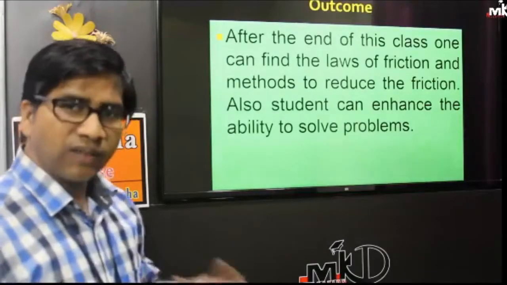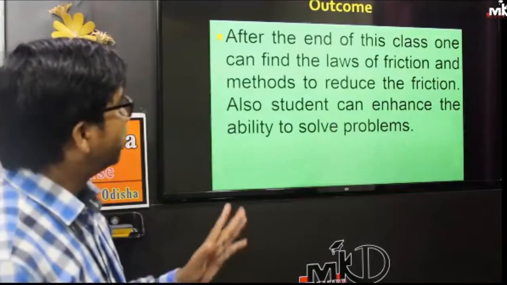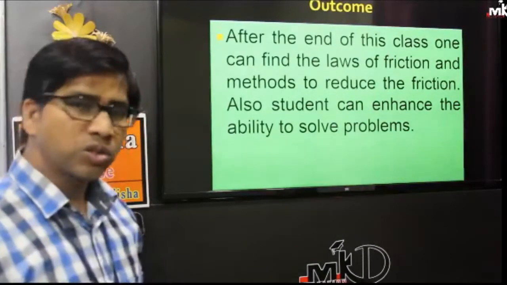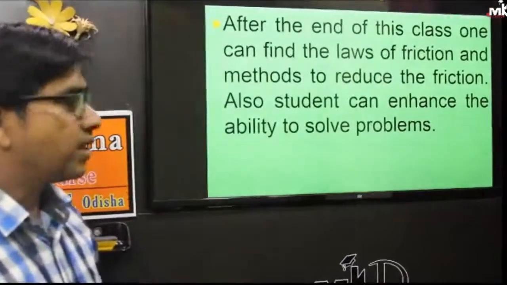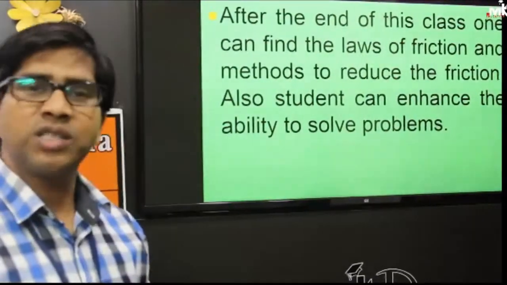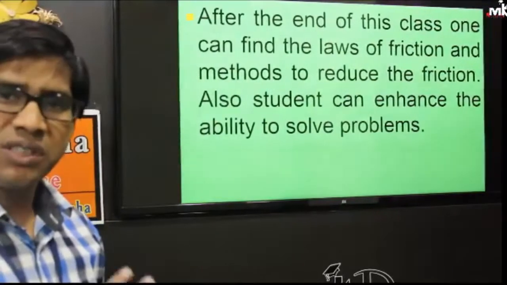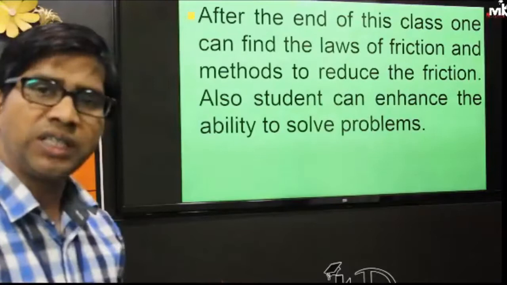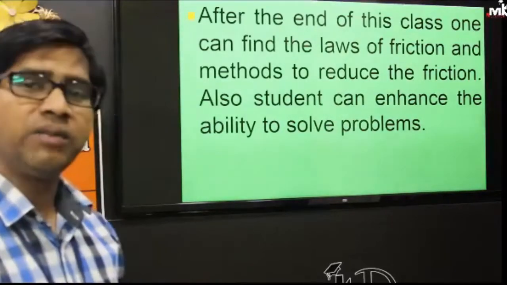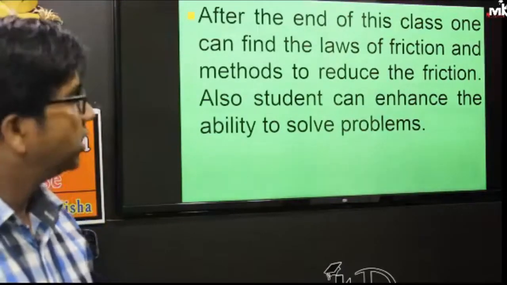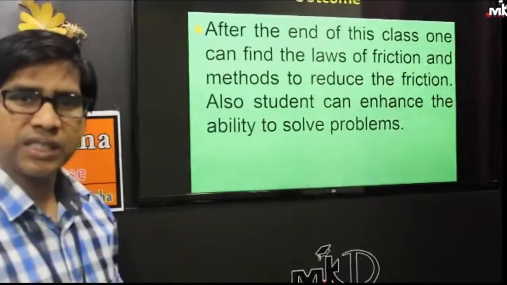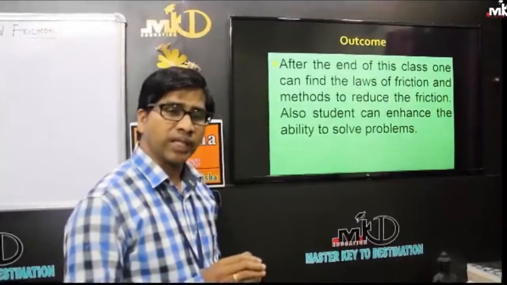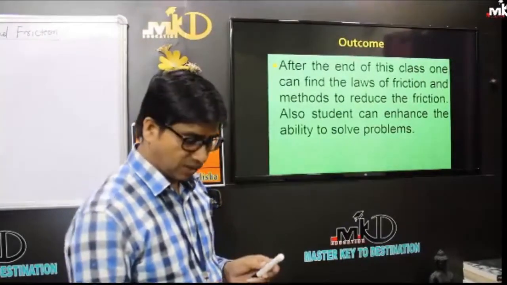After the end of this class, you will definitely be able to know about the laws of friction. As I have told, we will discuss methods to reduce friction, and you will also enhance your ability to solve some simple numerical problems. Friction is also a chapter you read in mechanics, chapter 3, so this physics class will help a lot when you read that chapter.